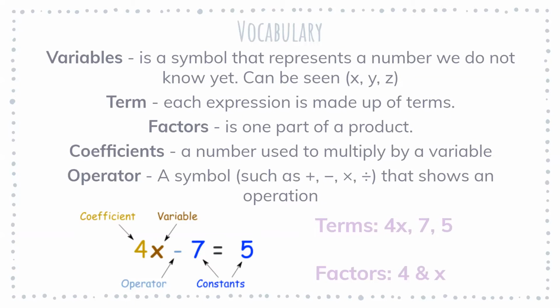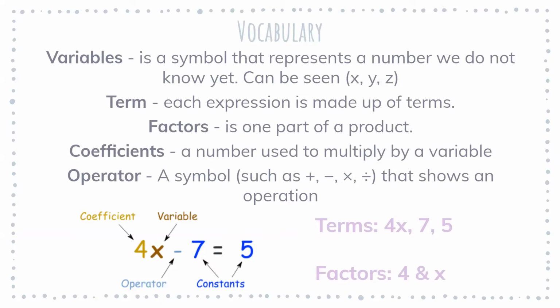And then our next word is going to be term. Each expression is made up of terms. If we go down to the bottom of the slide, we do have an example there. Under terms, we have 4x, 7, and 5. Shown in the example there, we have 4x, 7, and 5 in the expression, and those are our terms. Then we have factors.